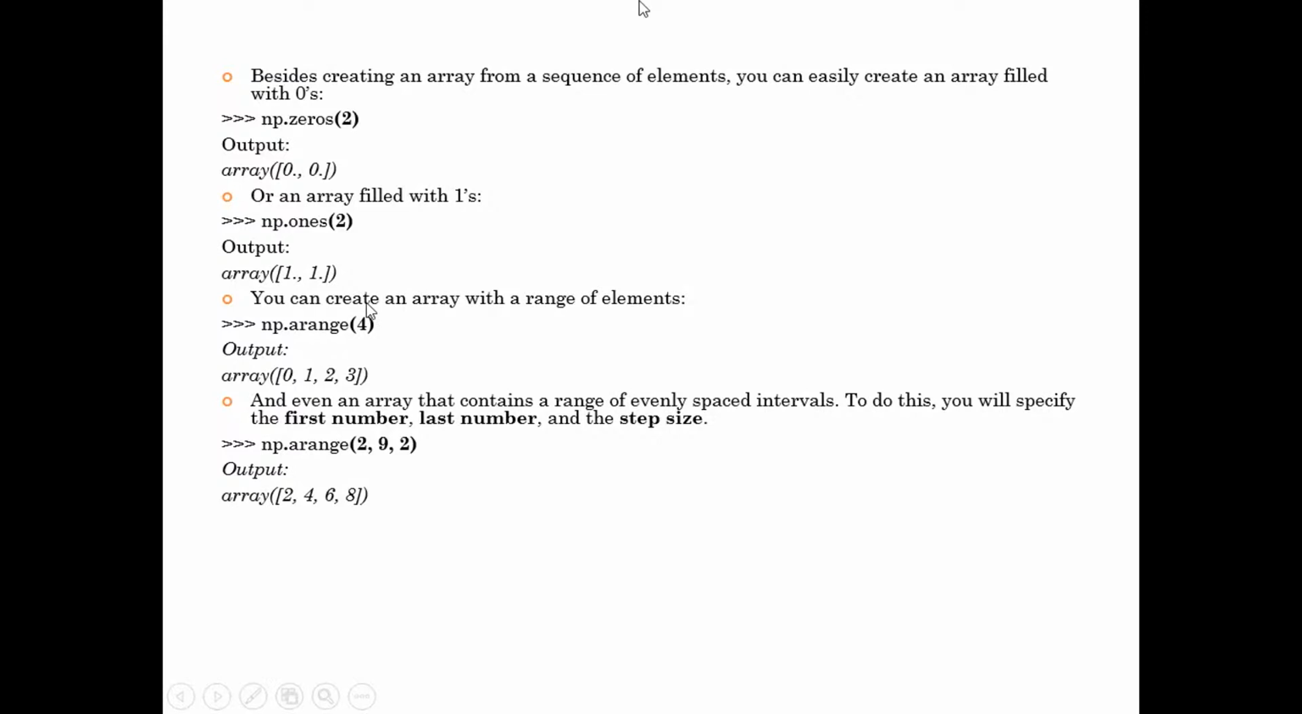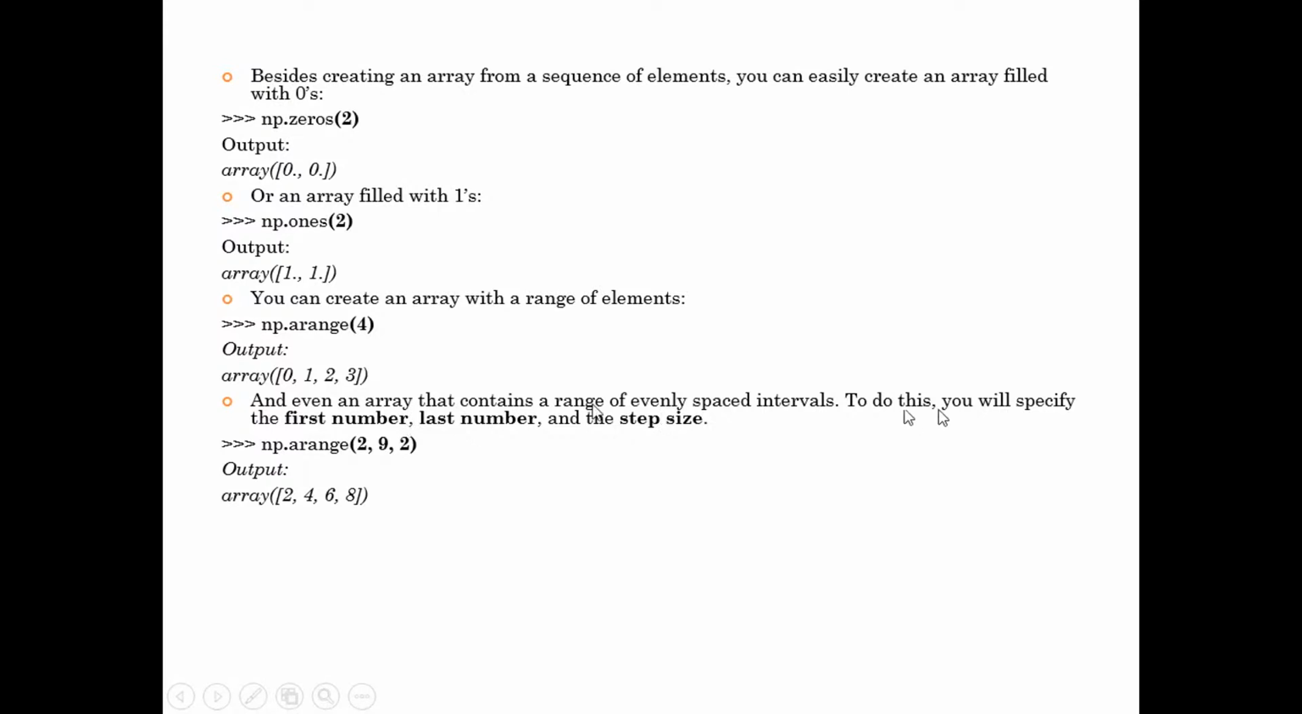We can create an array with a range of elements, a range of 4 elements. So we have the same behavior as the pattern of range here. We told earlier that the range will generate numbers starting from 0. Same thing. Is that alright? Let's go ahead. And even an array that contains a range of evenly spaced intervals.